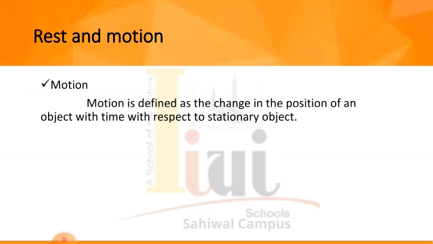Motion. Motion is defined as the change in the position of an object with time with respect to a stationary object. If an object changes its position with respect to the stationary object that is already present, this is known as motion. For example, when things around us change their position from one place to another with time, with respect to stationary objects, we say that they execute motion. Thus, an object coming toward us is said to have motion toward us, and one which goes away from us is said to have motion away from us.